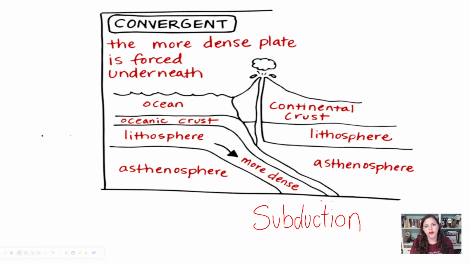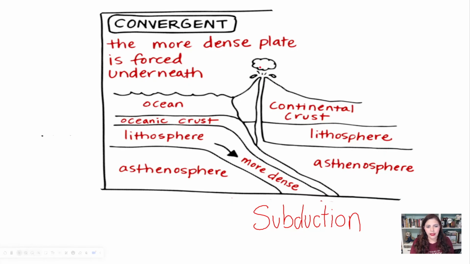Then we have convergent, right? The more dense plate is going to be forced underneath, which is called subduction, in a convergent boundary, okay? So I have oceanic crust here. This is the ocean right here, and this is continental crust, land. And so this is going to be more dense because it contains water, and so it's going to get pushed underneath, and then it's going to actually melt right here and erupt as volcanoes.